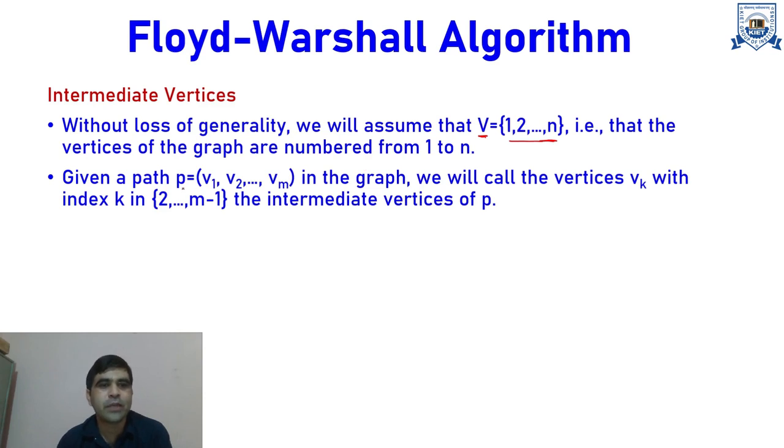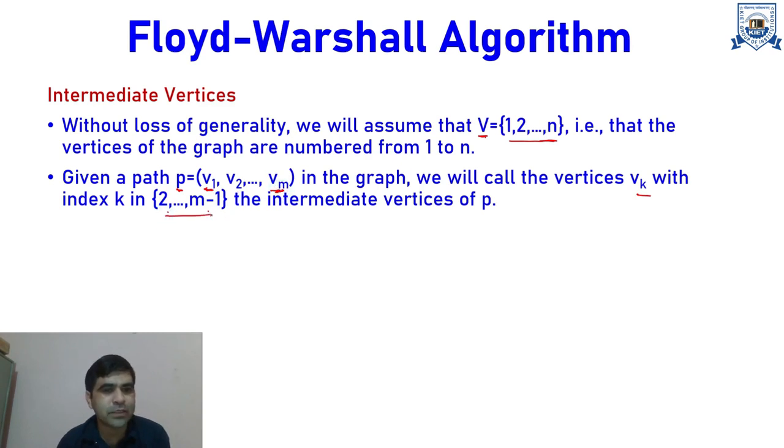Then, given any path p from vertex v1 to some vertex vm, we will call the vertices vk, with k from 2 to m minus 1, the intermediate vertices. Obviously the starting vertex v1 and the last ending vertex vm are not included.